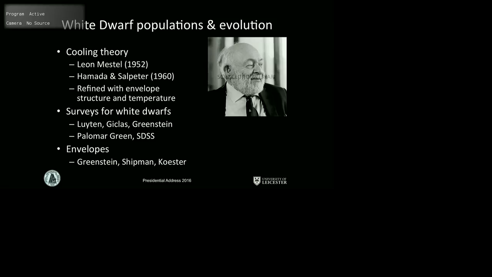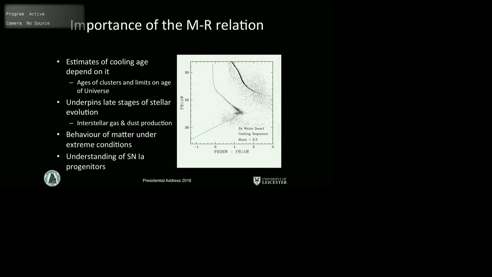Theories of the understanding of their envelopes were developed by Jesse Greenstein and Harry Shipman and Detlev Koester in the 1970s that gave us the tools to start to understand the physical structure of these objects. And those are the tools that I've used through most of my career since the early 1980s to actually try my best to understand what white dwarfs are and what they're doing.